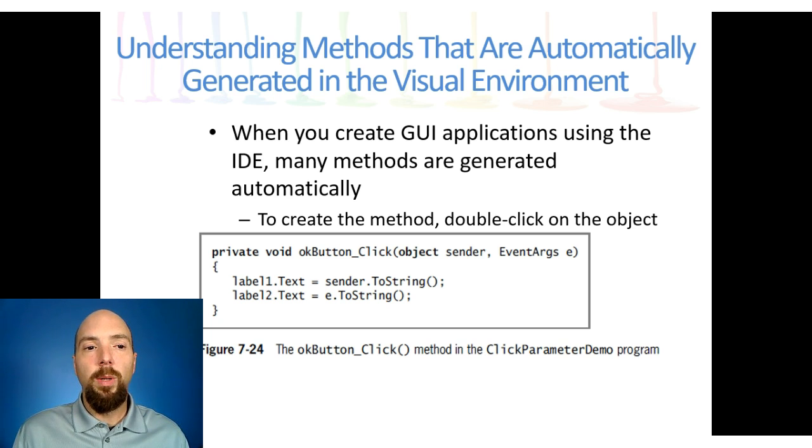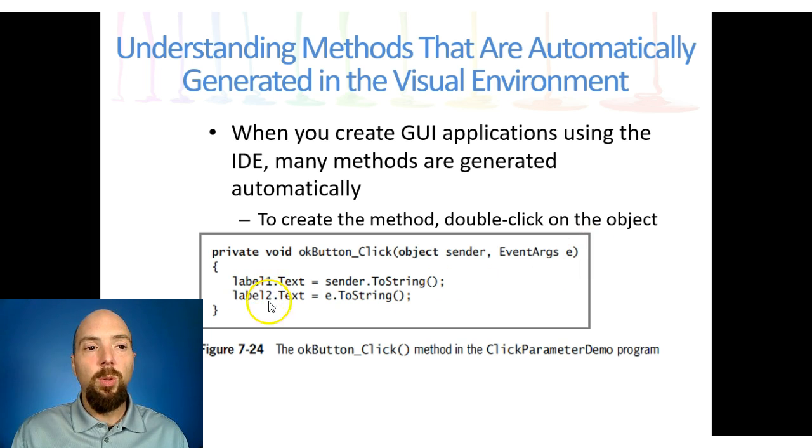And everything that we do is going to have what's called a sender and an event, which means what actually happened to it and what was the event. So the sender would be the button and the event would be the click. And we can actually have our program keep track of it. So in this case we have OK button click, which means that we've double clicked on a button called the OK button, and it automatically created the section of code. Remember, a click event is our default event.